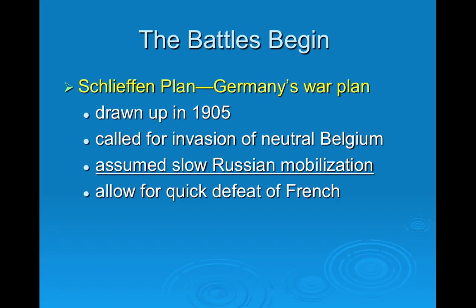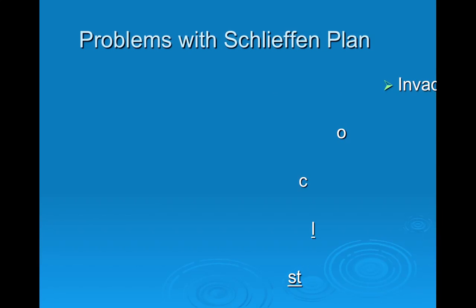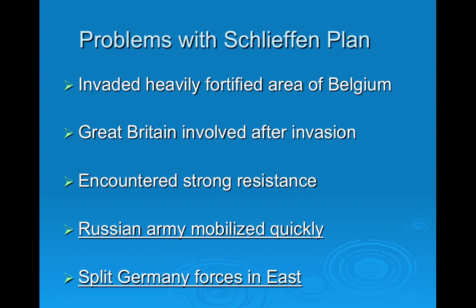It assumed that Russia would be slow to mobilize because, well, let's be honest, Russia's huge. Normally, huge things are slow, okay? With that, it also allowed for the quick defeat of the French. Now, that was the plan. Let's talk about the problems here, okay? The problems are, remember, if I go too fast for you, pause. That way you can write it down. The problems with the Schlieffen Plan are pretty dang simple.